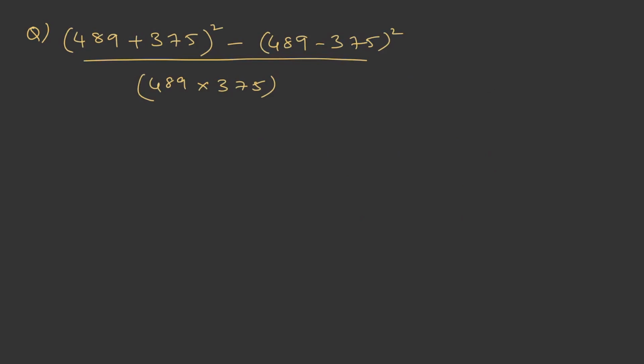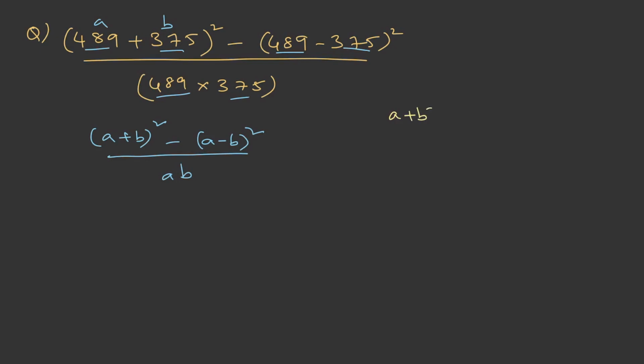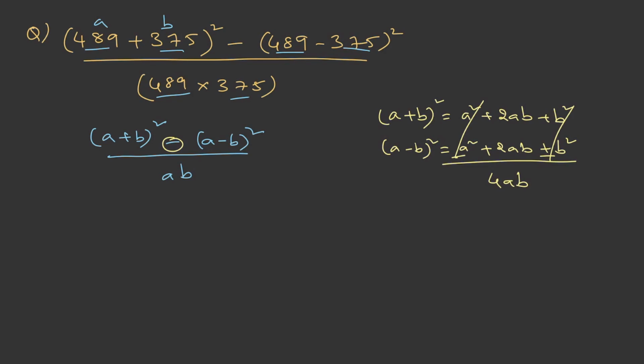Now look at these values. You see that some numbers are the same, isn't it? If I take this as a and this as b, I can write this as (a plus b) whole square minus (a minus b) whole square by ab. Here let me write down (a plus b) whole square, which is a square plus 2ab plus b square. Then (a minus b) whole square is a square minus 2ab plus b square. Here we are doing a subtraction, so let me subtract these two. This becomes 4ab. So this is 4ab by ab, so that is 4. So when you can figure out there are some common numbers, it's better to find out which formula can apply. To score good marks, practice well.